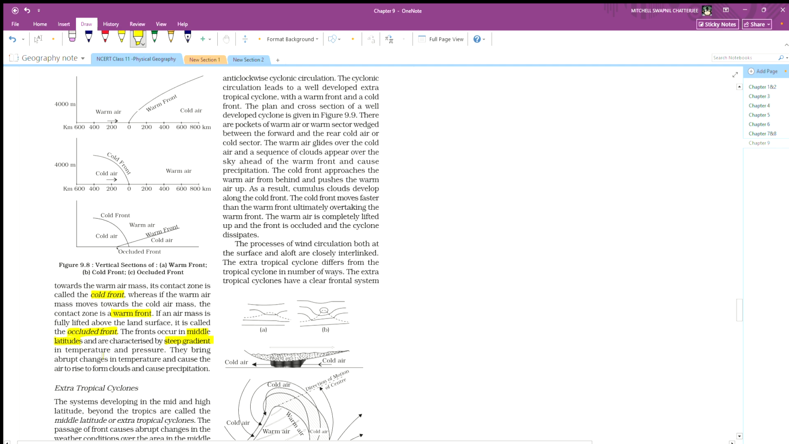So the front causes air to rise, forms cloud and causes precipitation.